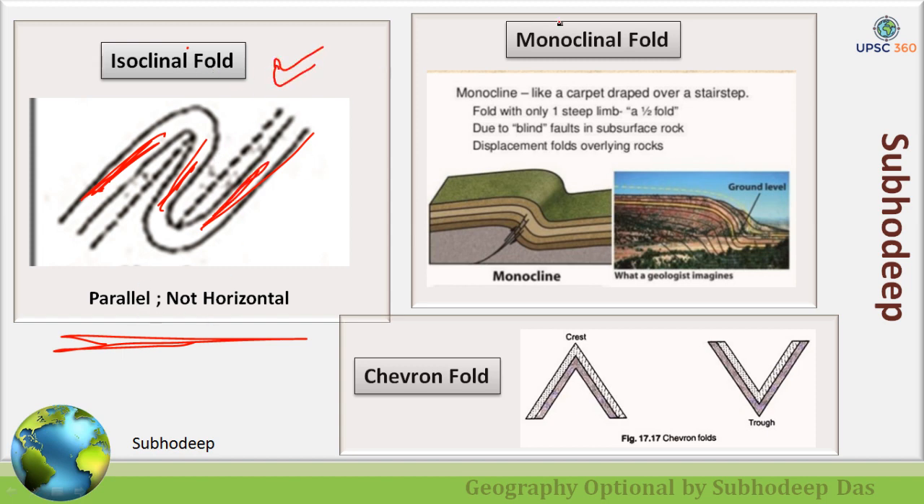Is it clear? Next is monoclinical fold. Monoclinical fold is one in which we get this kind of fold. See, clear? It is monoclinical fold. This is very simple. Chevron fold.